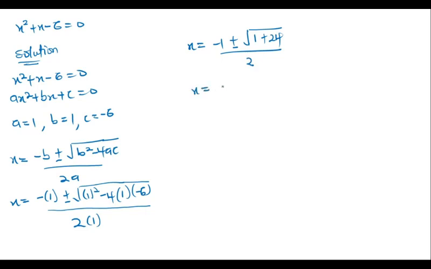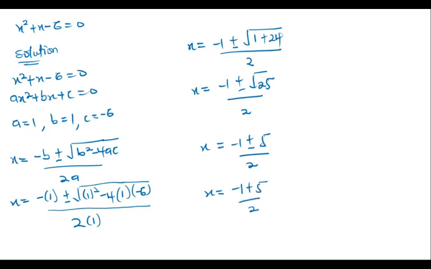So we have x is equal to negative 1 plus or minus root of 25 over 2. From here we have x equal to negative 1 plus or minus 5 all over 2, because root of 25 is 5. So from here we can have our values of x to be negative 1 plus 5 all over 2, or negative 1, then we use the second sign, minus 5 all over 2.